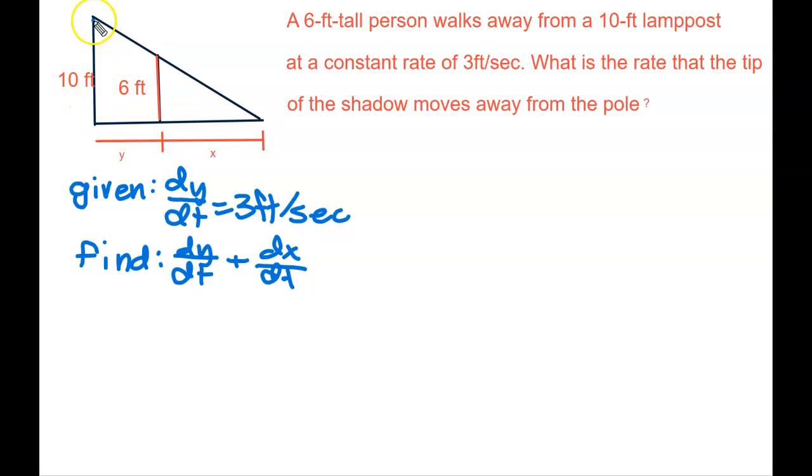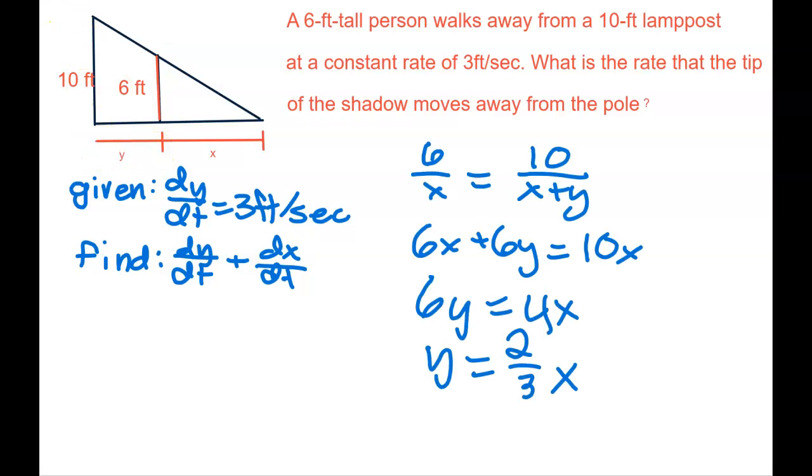The 10 feet here at the edge represents the pole, and the 6-foot red line here represents the person. And what the question is asking is, what is the rate of change of the derivative of y plus the derivative of x? And what is given so far is the derivative of this y portion here, which is 3 feet per second. In order to solve this problem, we need to set two equations that are equal to each other and then solve to isolate y and x.